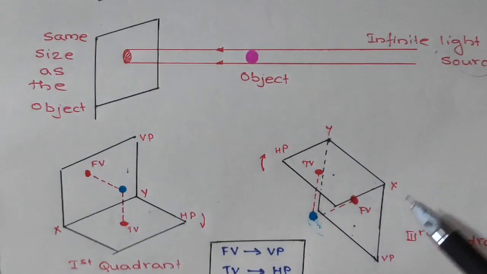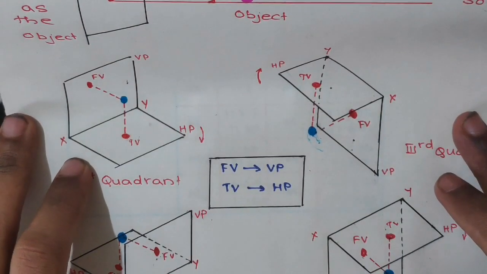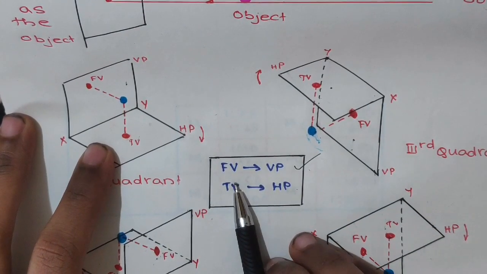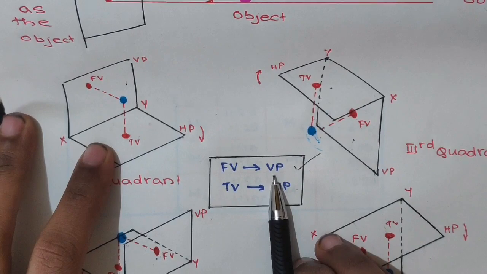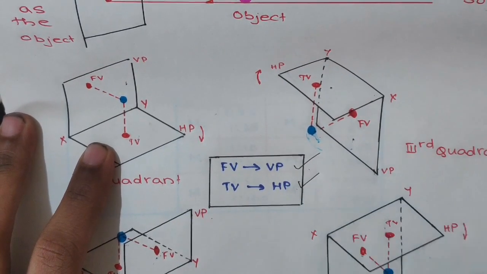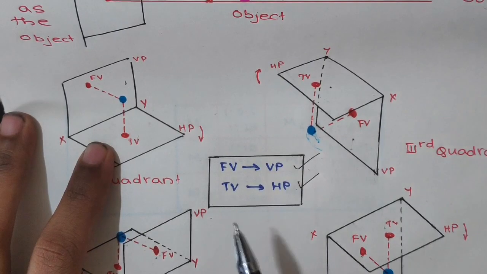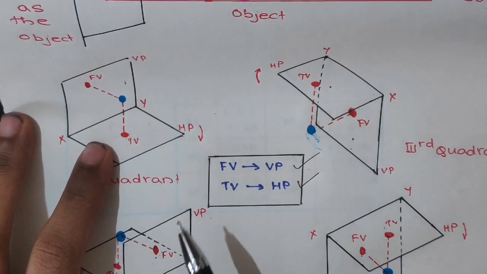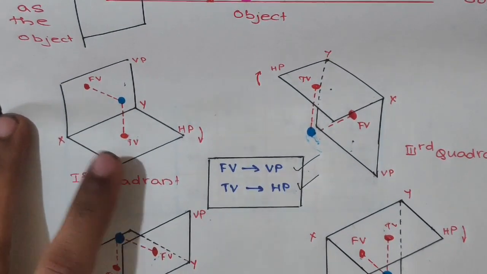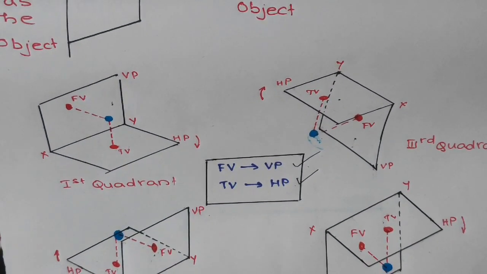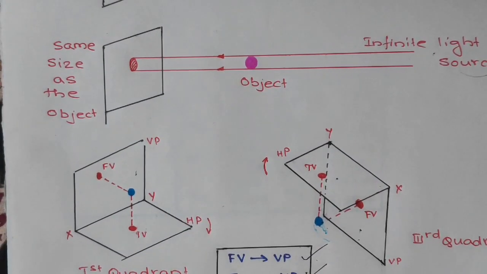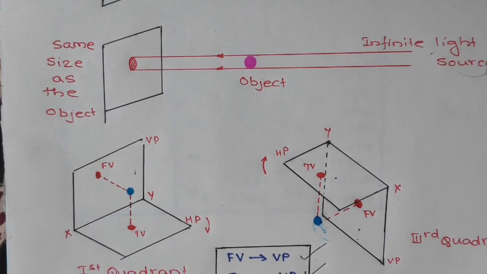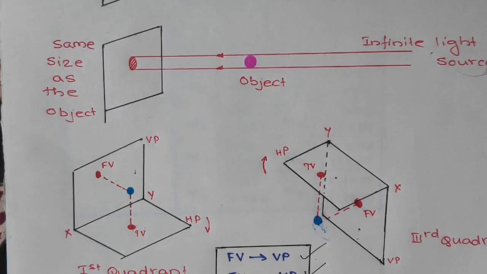So irrespective of whatever quadrant your object is in, this remains the same. That is, the front view of the object will always lie on the vertical plane. The top view of the object will always lie on the horizontal plane, irrespective of what quadrant the object is in. So this is about the orthographic projection. In the next video lecture, I'll be using this orthographic projection concept and start with the problems on points which are placed in different quadrants.